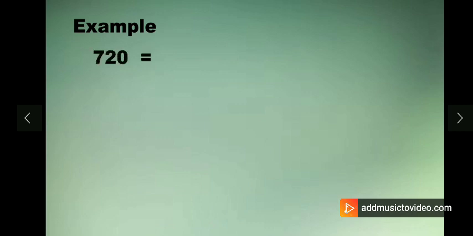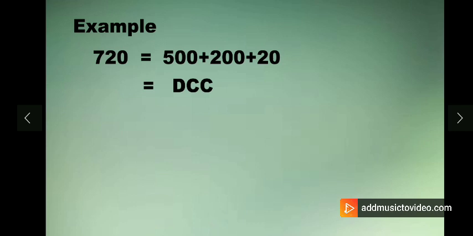Example 1, 720. Let us write this number in Roman numerals. First, expand the number as 500 plus 200 plus 20, which will give us D stands for 500, CC stands for 200 and XX stands for 20. So, 720 is equal to DCCXX.